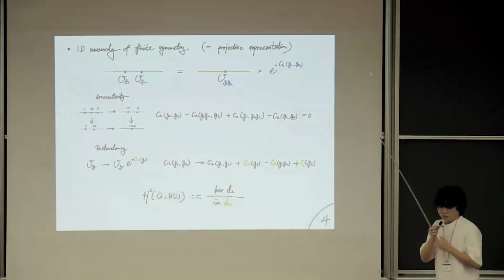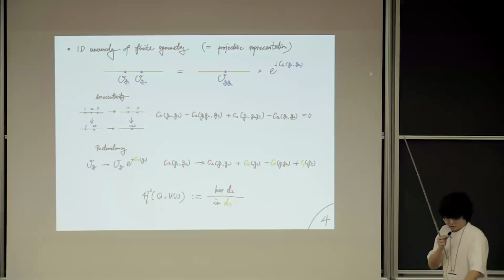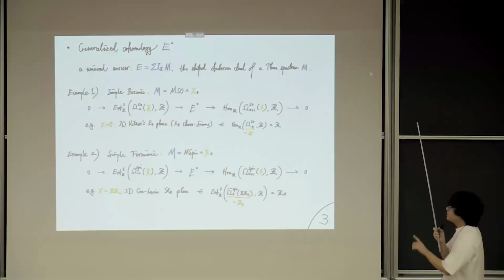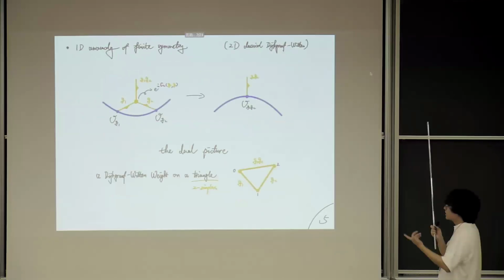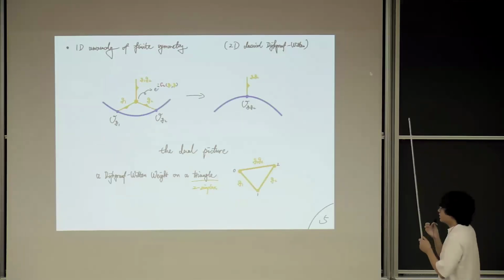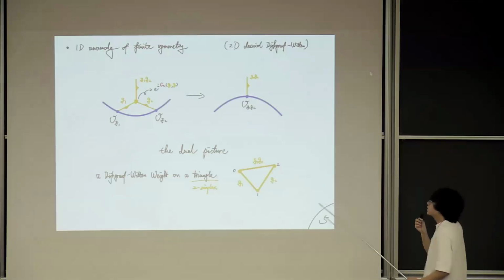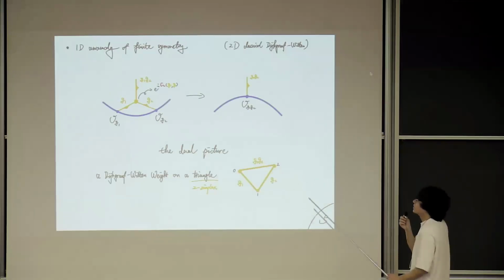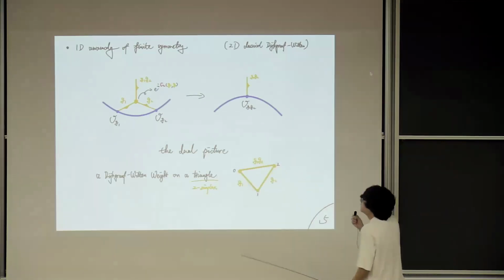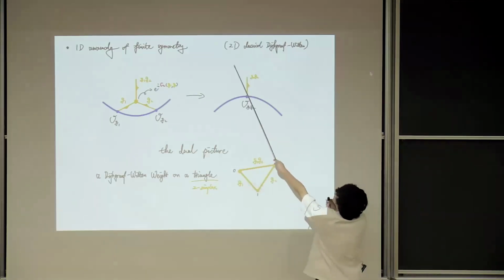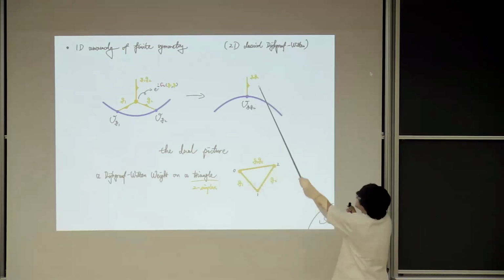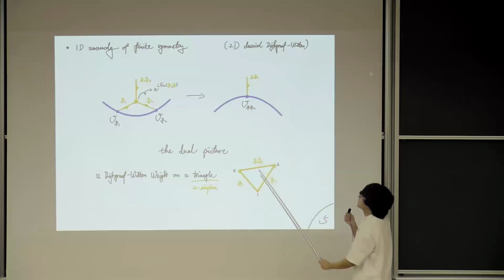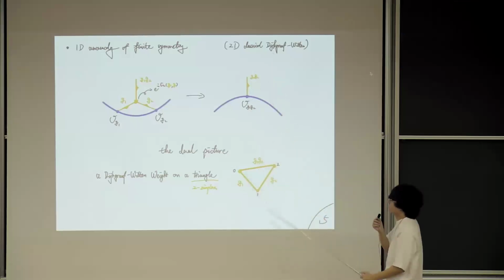Now I will continue this introduction. Because as I just said, we should understand anomaly by anomaly inflow. So it's the same situation here. We can also try to understand this projective representation by anomaly inflow. And the bulk is nothing but a two-dimensional classical gauge theory. This is important. It's classical, it's not quantum, which means gauge fields are background gauge fields.